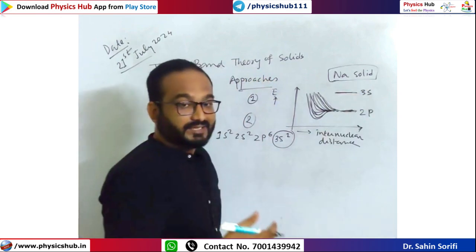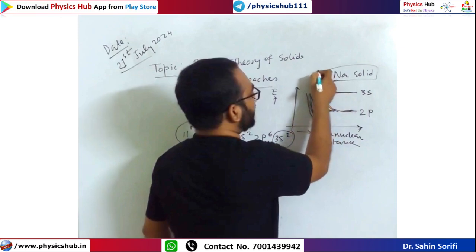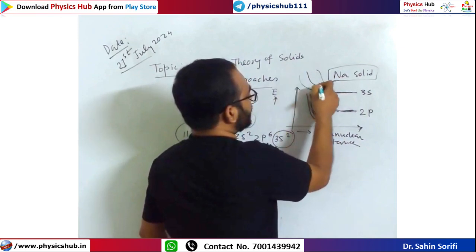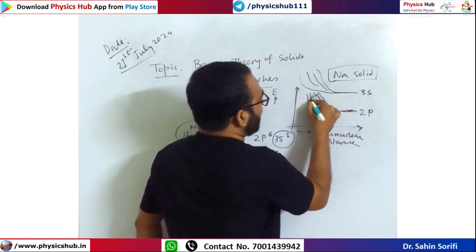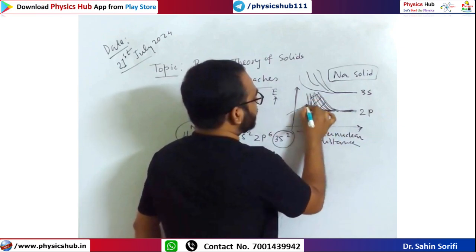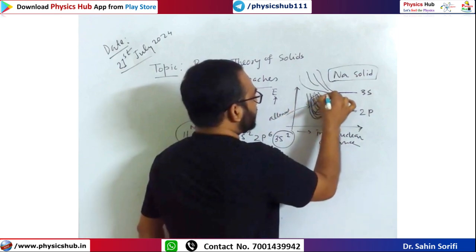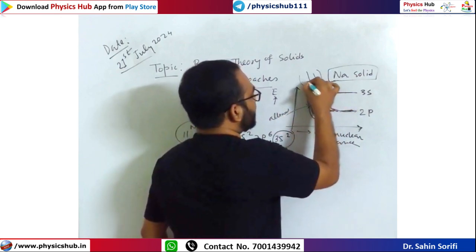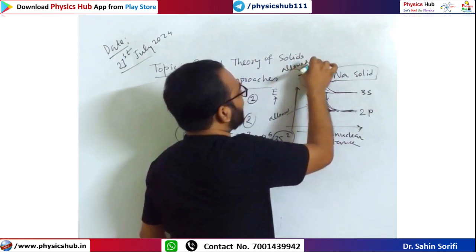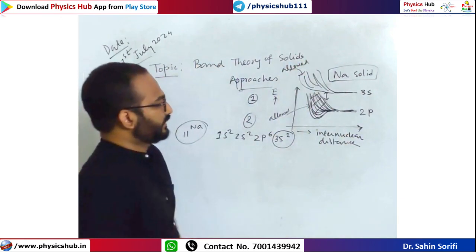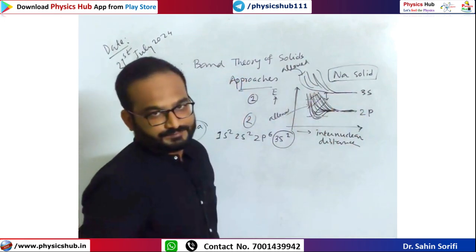This event occurs when you reduce the distance. What will happen? Again, you can see these are the regions which are allowed, and there is a gap between the next allowed region, and thus you can explain like this: one is the allowed band and this is the forbidden band.